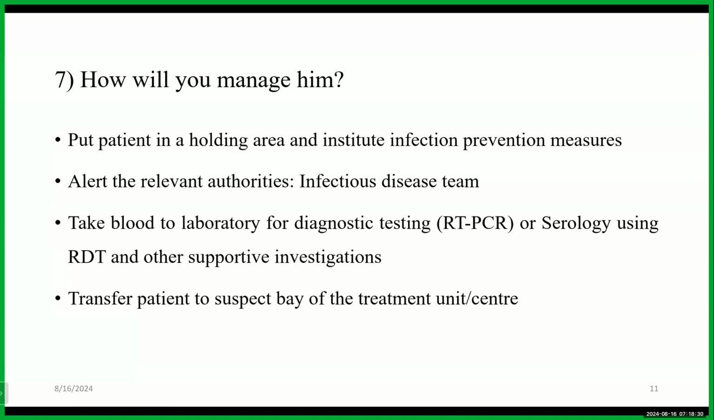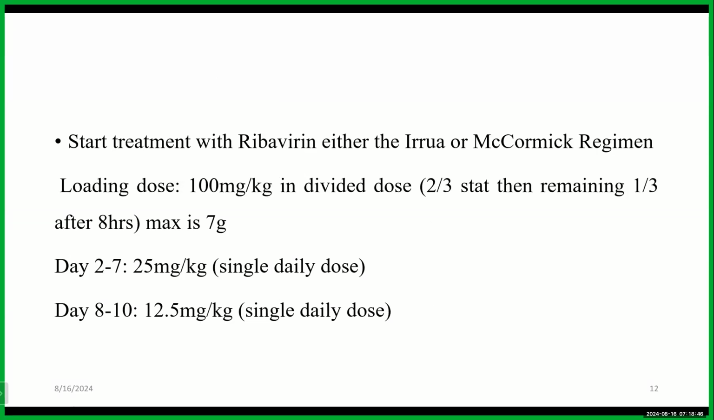I've sent my samples as earlier said, both for supportive investigation and diagnostic investigation. I'll transfer this patient to the treatment bay as soon as possible, because starting treatment early, before they get sick, is actually a pointer to good prognosis. So I'll start treatment with intravenous ribavirin using either the Rural regimen or the McCormick regimen.